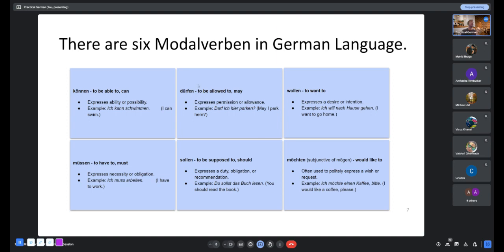The next one is dürfen, the middle top. Dürfen means to be allowed to or may. Now, I can give you a simple example of may. Most of us, when we were in school, our teachers used to crack this joke, which they thought was very funny, but we found it lame. I believe, at least I found it lame.